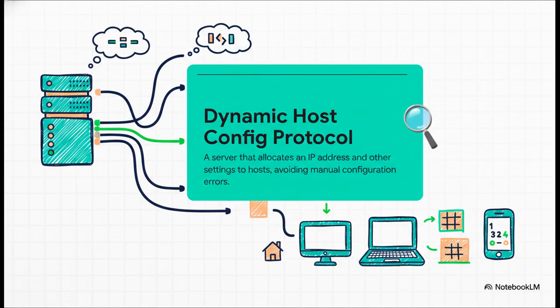It's the service on the network that just hands out all the crucial information your computer needs to get started. We're talking about that unique IP address, the street number, the subnet mask, the neighborhood, and the default gateway, that all-important exit ramp to the rest of the internet. It's the whole package delivered automatically.